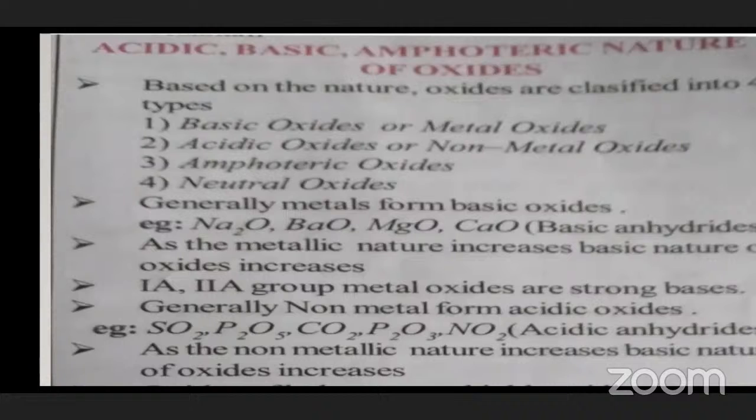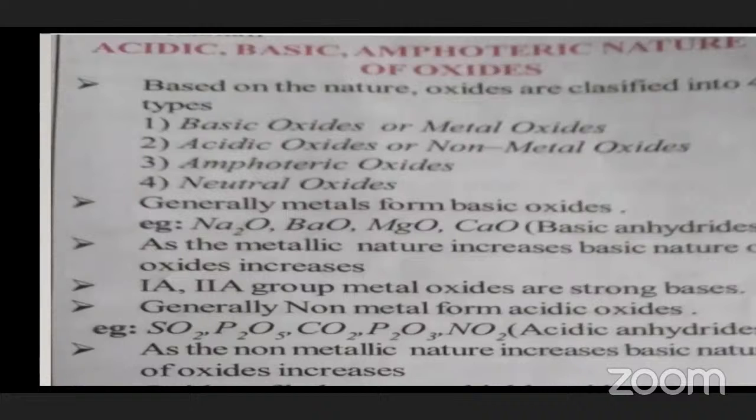Similarly, barium oxide also dissolves in water. That means the basic oxides, metal oxides, when dissolved in water, form bases. Similarly, if we take the non-metal oxides or acidic oxides, like sulfur dioxide, phosphorus pentoxide, carbon dioxide, when dissolved in water, they form acids. Sulfur dioxide and carbon dioxide dissolving in water form sulfuric acid and carbonic acid, and also phosphoric acid and nitric acid.